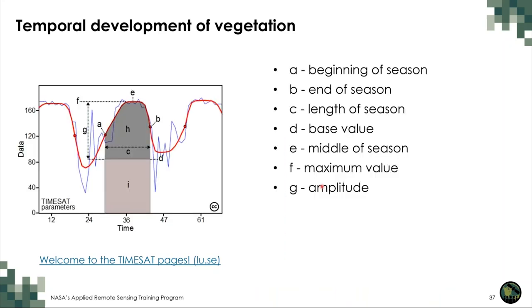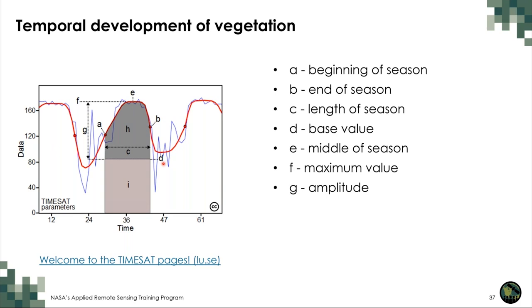If we take the observation of NDVI, we see a yearly cycle. In the beginning of the year, the NDVI is low, then it starts to increase. It reaches the highest point, and then it decreases in autumn. This is for the northern hemisphere, of course. From this curve, we can define the vegetation parameters. We can define the beginning of the season, the end of the season, the length of the season, the base value, the middle of the season with the maximum value, and of course the amplitude of this development.